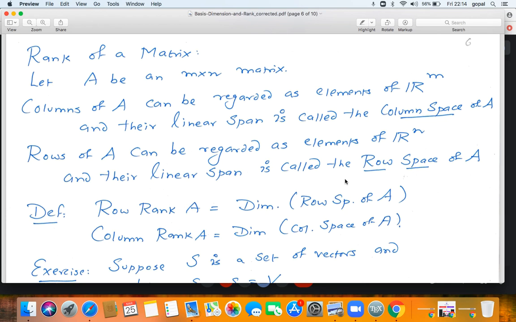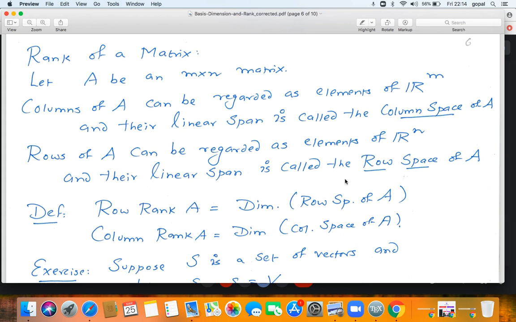Each column can be thought of as an element of Rm. So the columns of A are a bunch of vectors in Rm. And so I could take the columns of A and consider their linear span. That will be a vector subspace of Rm. This vector subspace is called the column space of A.